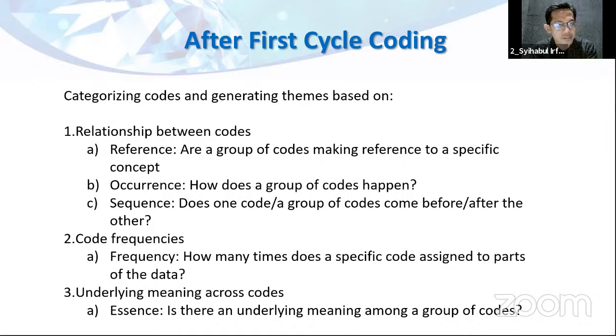And for the second categorization, code frequencies. Frequency: how many times is a specific code assigned to parts of the data? And the third one, underlying meaning across codes. For example, the essence: is there an underlying meaning among a group of codes? Okay, this is the typical process of categorizing codes and generating themes after we do first cycle coding.